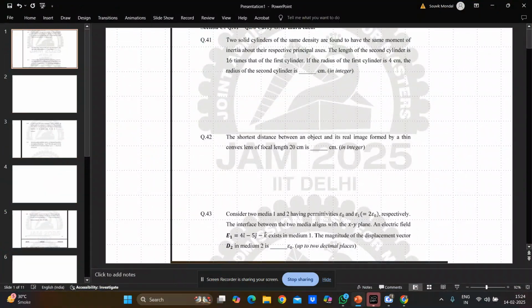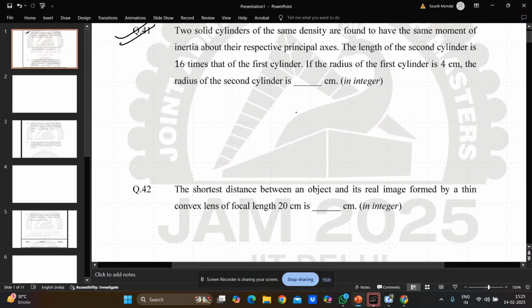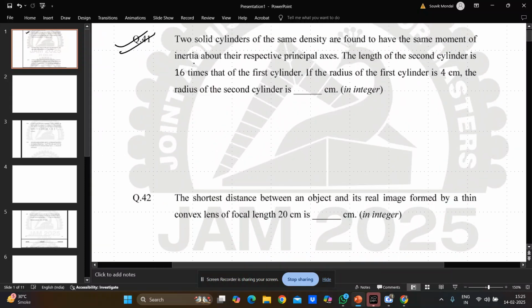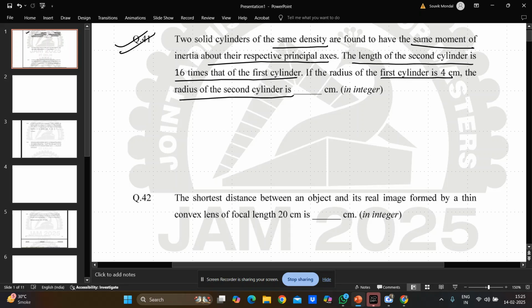Okay. So the first question is this. Let me zoom a little bit. They are saying that two solid cylinders of the same density are found to have the same moment of inertia about their respective principal axis. The length of the second cylinder is 16 times that of the first cylinder. If the radius of the first cylinder is 4 cm, what is the radius of the second cylinder? This is a simple problem, and you should get 1 mark in this question.